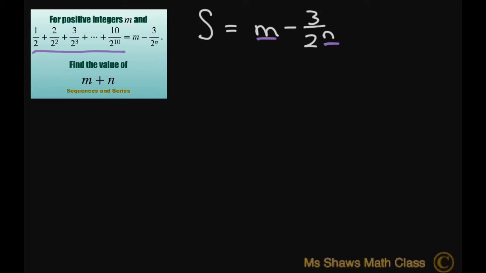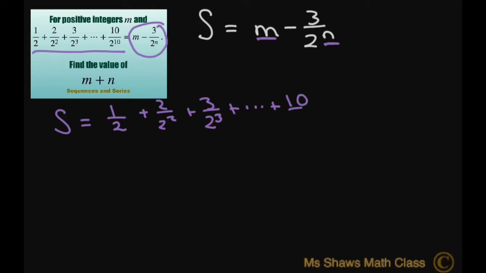So basically what we want to do is set it up where we get something like this. All right. So what I'm going to do is write this out as my sum equals, and just copy this down, 1 divided by 2 plus 2 divided by 2 squared plus 3 divided by 2 cubed plus dot dot dot plus 10 divided by 2 to the power of 10.